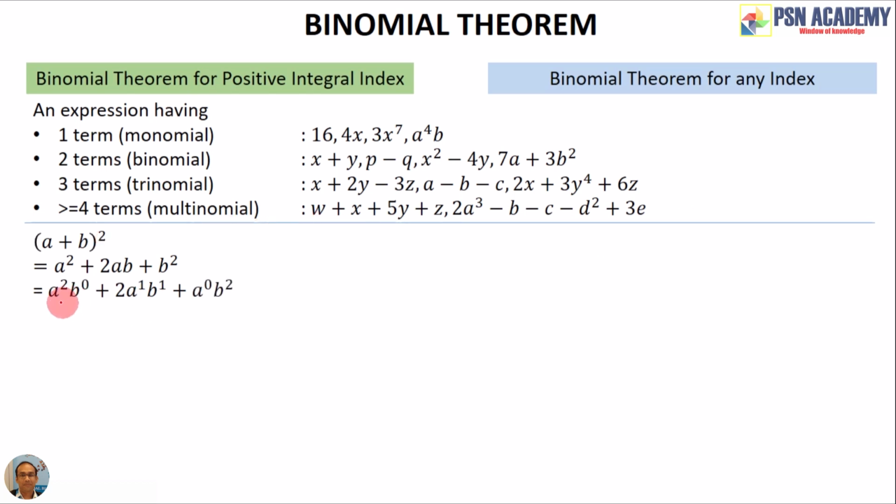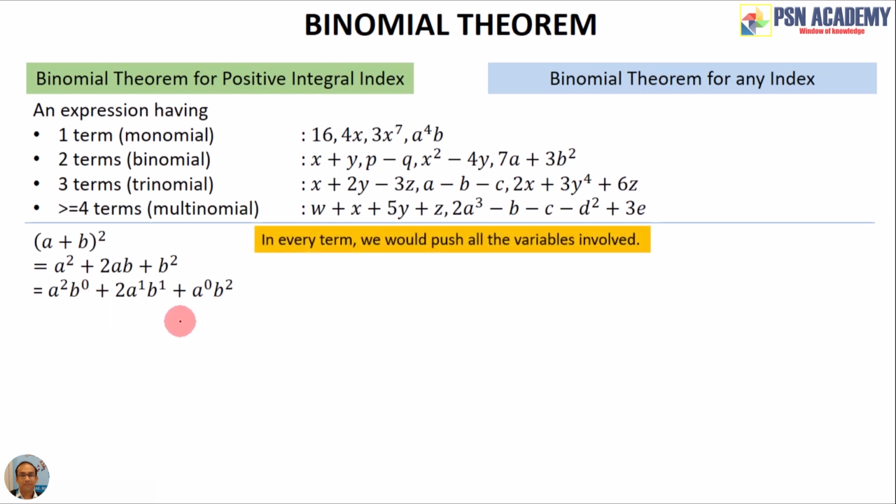So it goes like this. In place of a², you can definitely write a² · b⁰, because b raised to 0 is 1. See the second one, a¹ b¹, that is all right. But in the third term, a is missing, so you can write a⁰ · b². So in all the terms, both the variables a and b are involved.